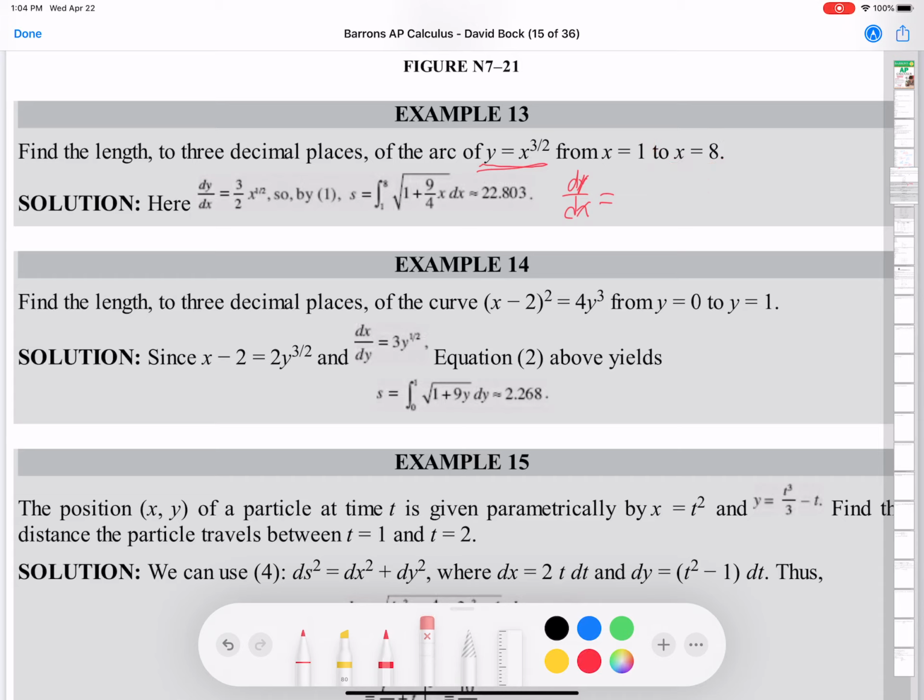The derivative of this function, the power rule: 3/2, so n plus 1 times x to the n plus 1. So 2/5 x to the 5/2.